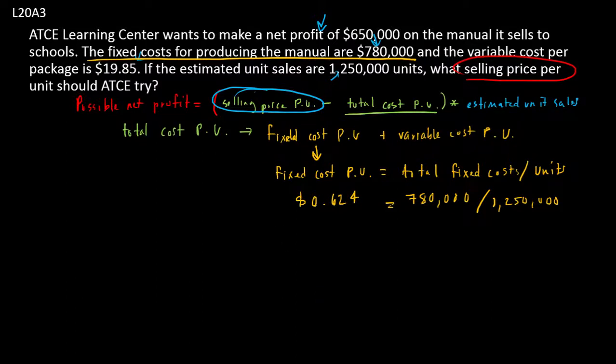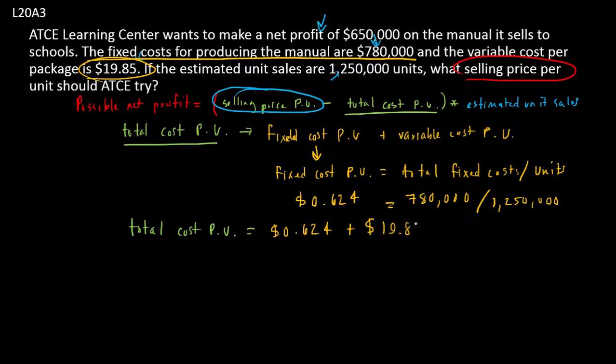So, going back to my total cost per unit, it would be equal to that fixed cost per unit that I just found, which was about 62 cents, 0.624, added to my variable cost per unit, which was $19.85. So I add these two figures together and I find that my total cost per unit was $20.47.